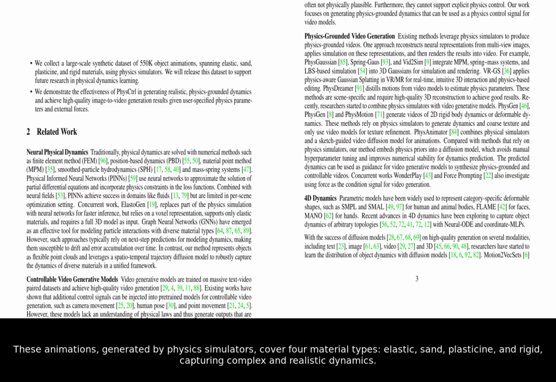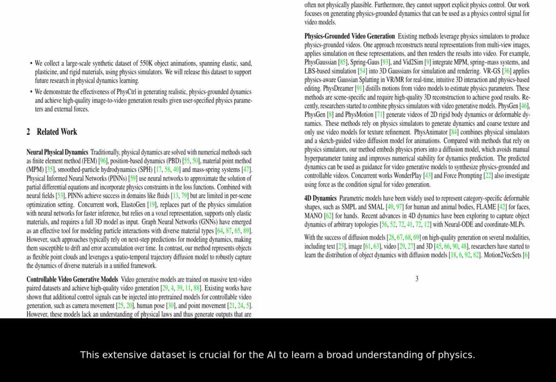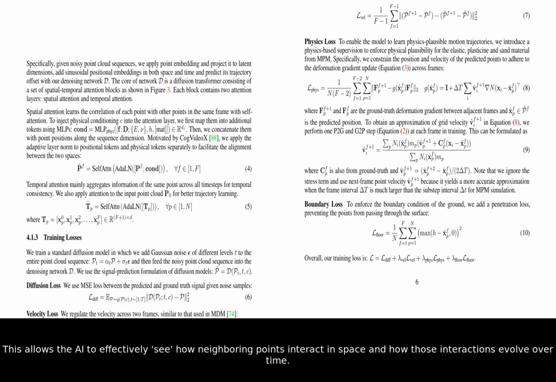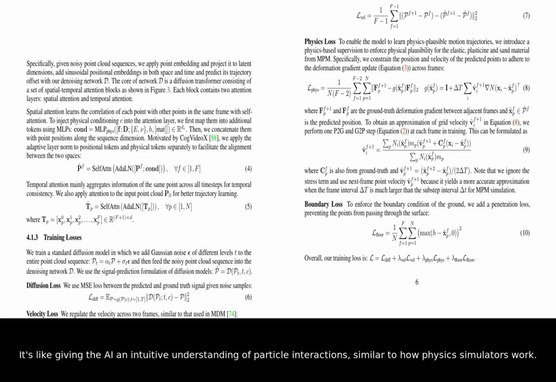These animations, generated by physics simulators, cover 4 material types: elastic, sand, plasticine, and rigid, capturing complex and realistic dynamics. This extensive dataset is crucial for the AI to learn a broad understanding of physics. Furthermore, as shown in Figure 3, the diffusion model itself incorporates a novel spatiotemporal attention block. This allows the AI to effectively see how neighboring points interact in space and how those interactions evolve over time. It's like giving the AI an intuitive understanding of particle interactions, similar to how physics simulators work.